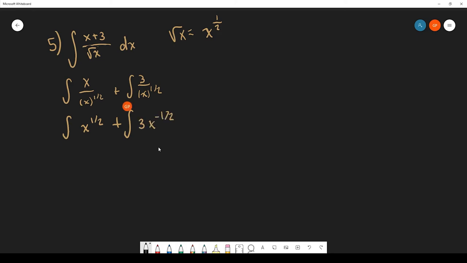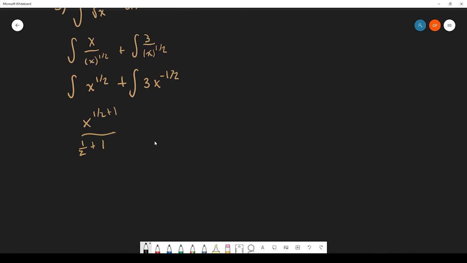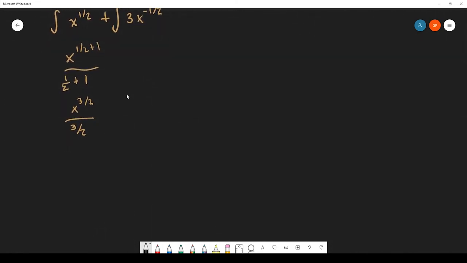Now we can apply the reverse power rule. So it's going to become x to the 1/2 plus 1 over 1/2 plus 1, which will simplify to x to the 3 over 2 over 3 over 2, which will later become 2 over 3 x to the 3 over 2 power.